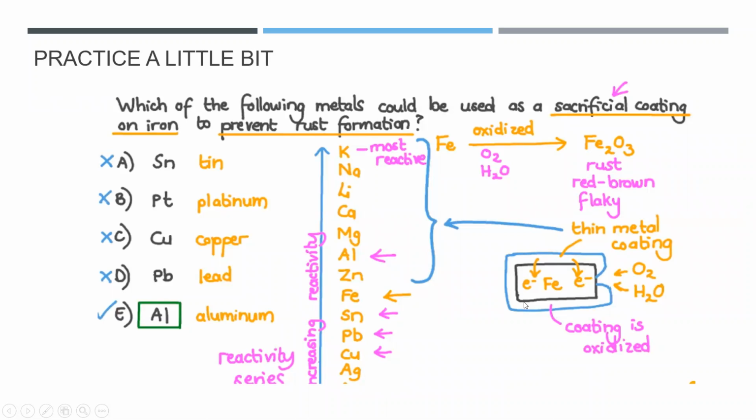So if we cover the surface of Fe with aluminum, the electrons of the aluminum will transfer into the Fe. Then the aluminum will be sacrificed to protect the Fe. And the oxidation and rusting form here.